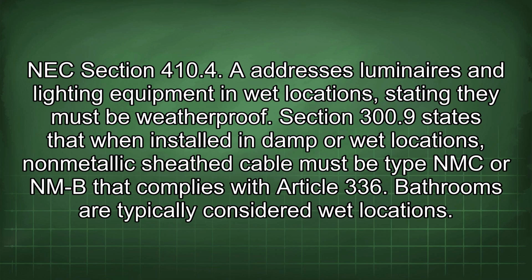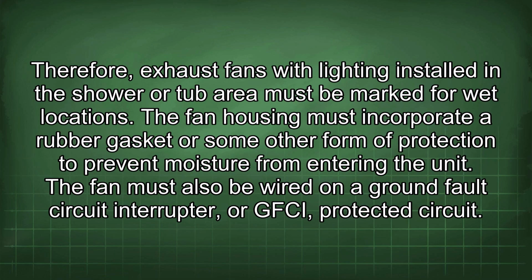Section 300.9 states that when installed in damp or wet locations, non-metallic sheathed cable must be type NMC or NMB that complies with Article 336. Bathrooms are typically considered wet locations. Therefore, exhaust fans with lighting installed in the shower or tub area must be marked for wet locations. The fan housing must incorporate a rubber gasket or some other form of protection to prevent moisture from entering the unit. The fan must also be wired on a ground fault circuit interrupter, or GFCI, protected circuit.